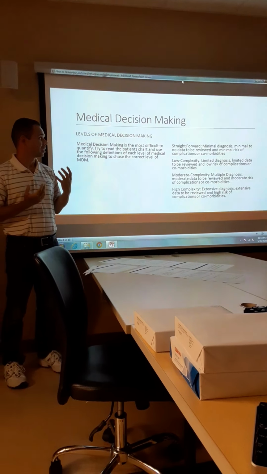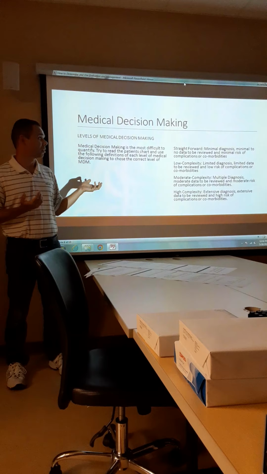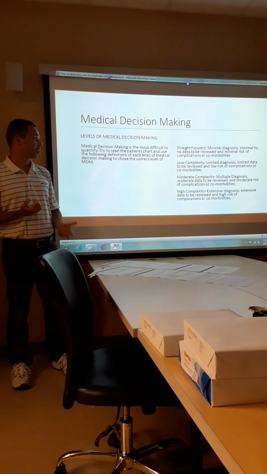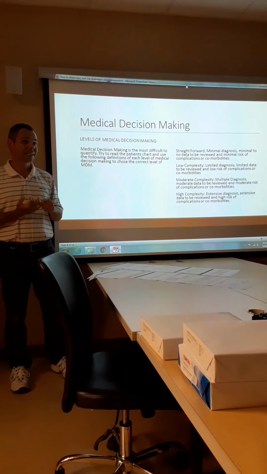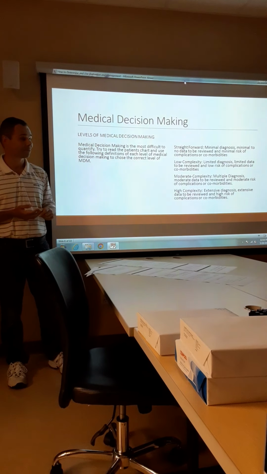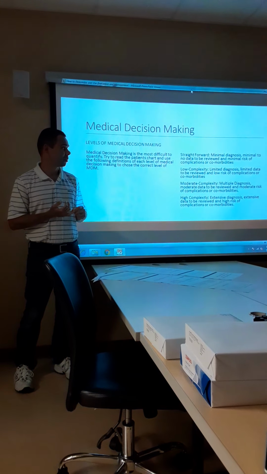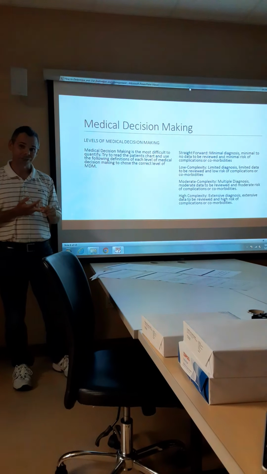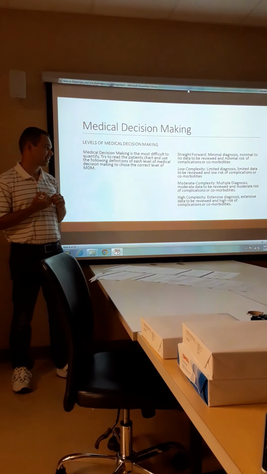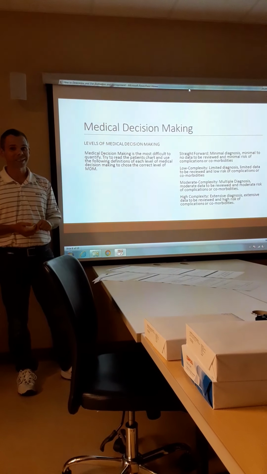So straightforward medical decision making involves minimal diagnosis, minimal to no data being reviewed, and minimal risks of complications or comorbidities. Low complexity involves limited diagnosis, limited data to be reviewed, and low risk of complications or comorbidities. Moderate complexity involves multiple diagnosis, moderate data to be reviewed, and moderate risk of complications and comorbidities. And high complexity involves extensive diagnoses, extensive data to be reviewed, and high risk of complications or comorbidities.